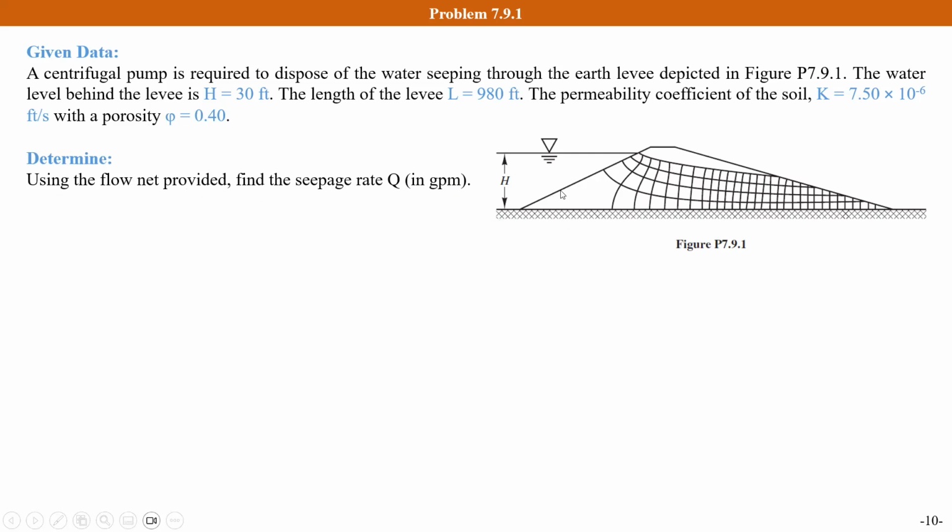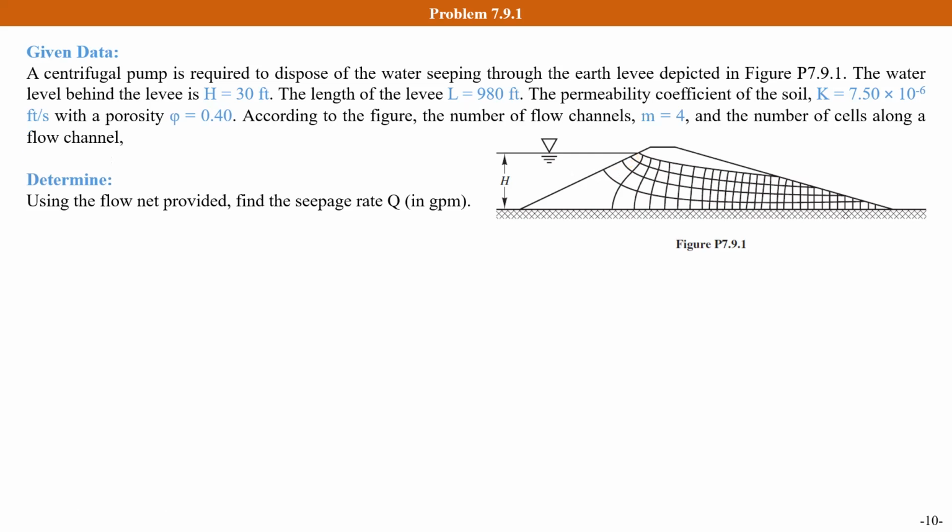Based on the plot on the right-hand side, first we determine the number of flow channels by counting the number of blocks in the vertical direction. It equals 4, so M equals 4. Then we can determine the number of cells along the flow channel, the number of blocks in the horizontal direction. It is close to 30. So N equals 30.